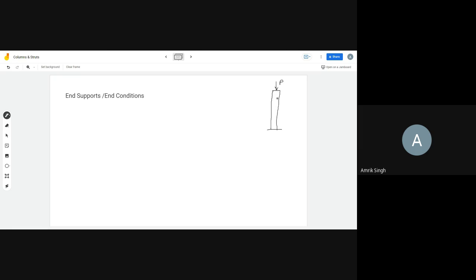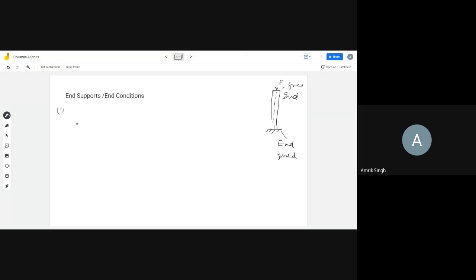So this is a load. The load will be in the direction of the axis. Okay. So this is the end which in this case is fixed and this is the free end. So we have the four conditions. Number one is, this is one end, this is second end. So first condition is both the ends are hinged or pinned.